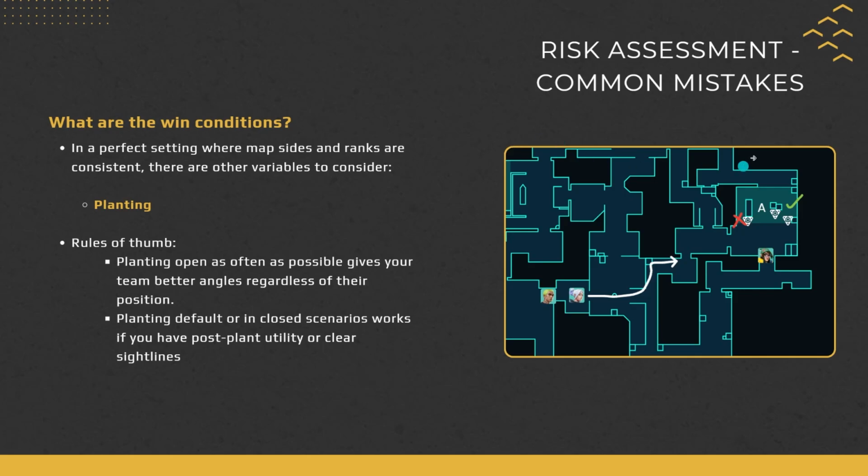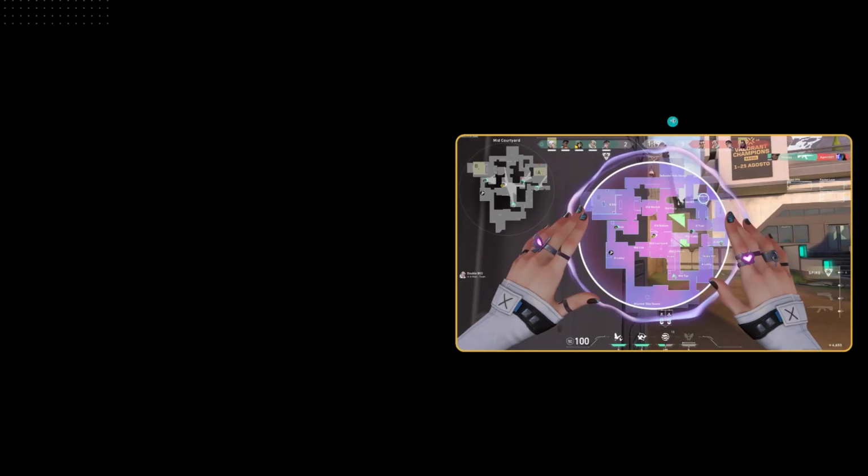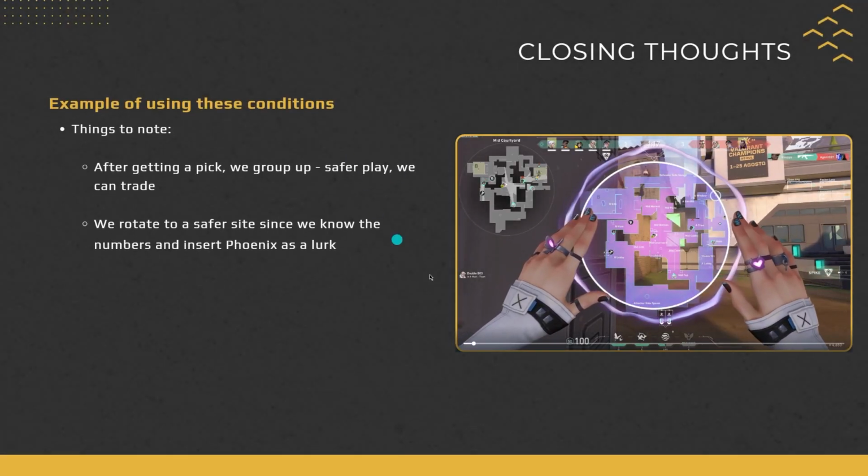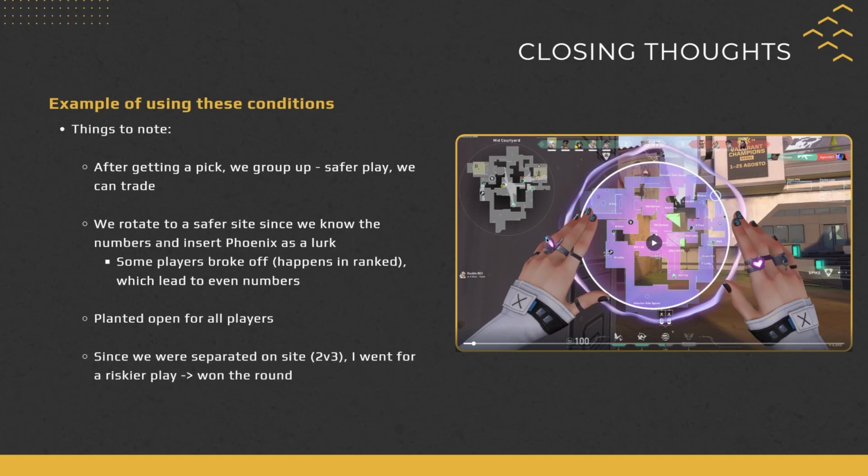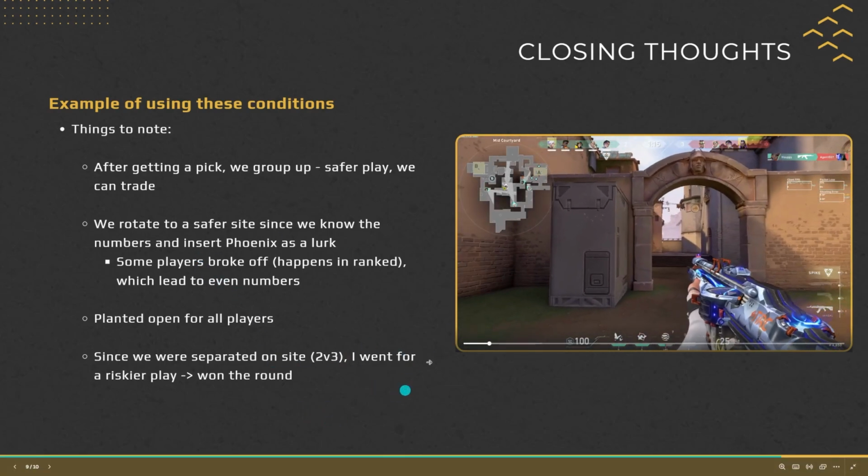Okay. So let's talk a little bit about using this to our advantage. Over here, we're going to be looking at a round that I played. Don't think too much about the details, but I do want to show what it is that you can do to use these win conditions. We're going to be using the four different things that we talked about, and we're going to see how this works. So over here, we're looking at a play where we decide to start playing towards this area.